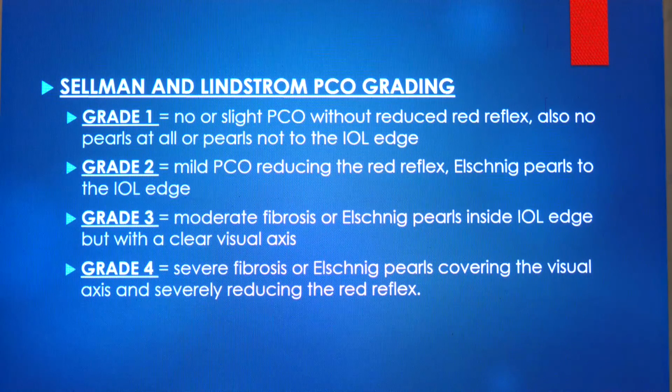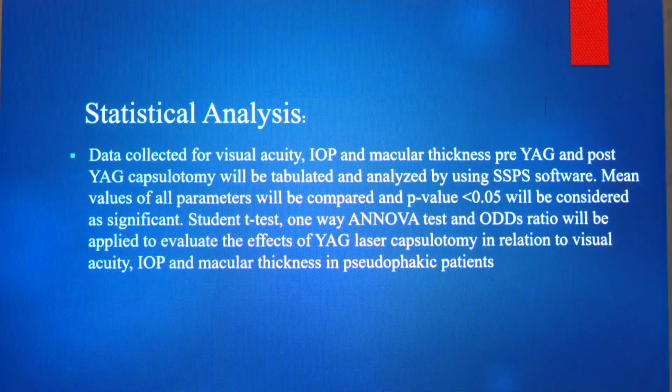Selman and Lindstrom PCO grading is as follows. There are 4 grades of this grading system. Grade 1 includes no or slight PCO without reduced red reflex, also no pearls at all or pearls not to the IOL edge. Grade 2 is mild PCO reducing red reflex, with pearls confined to the IOL edge. Grade 3 is moderate fibrosis or Elschnig pearls inside IOL edge but with a clear visual axis. And grade 4 is severe fibrosis or Elschnig pearls covering the visual axis and severely reducing the red reflex.